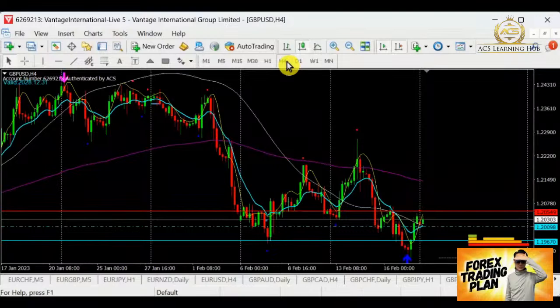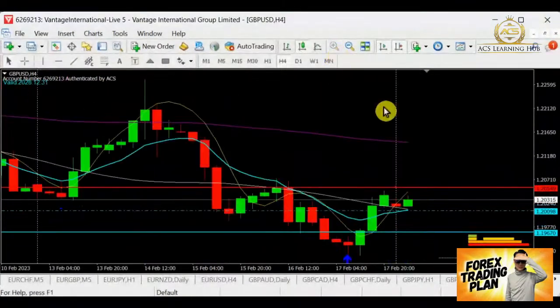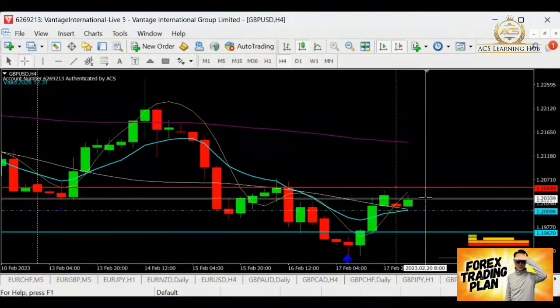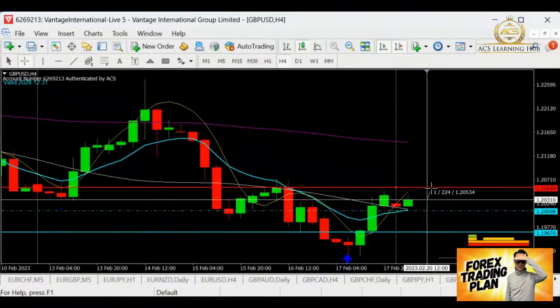However, we need the pound dollar to take out the gaps here, and also to take out the gaps over here, and to take out the resistance over here. Then we will go for a selling. So for this round, we should have only about 20 pips to go. So be patient with pound dollar.